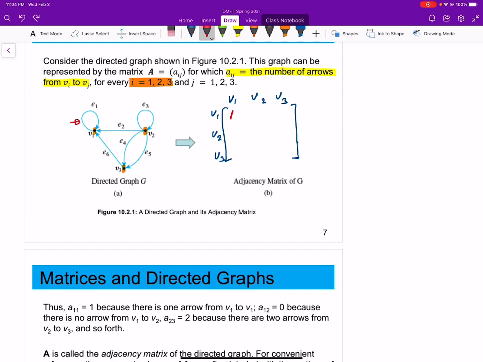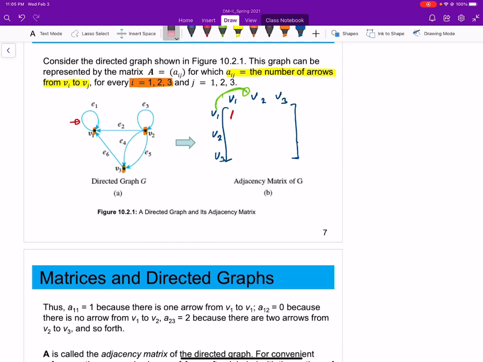Then from V1 to V2, I'm supposed to put something here. For that I use a different color. Give me a second, I made a mistake. That's a good mistake because we can learn from it. I just marked 1 here, which is wrong. Why? This says there's an edge from V1 to V2, but that doesn't happen here. The edge is not that way. The edge is this way. The arrow goes in reverse, so I can't mark 1 here.